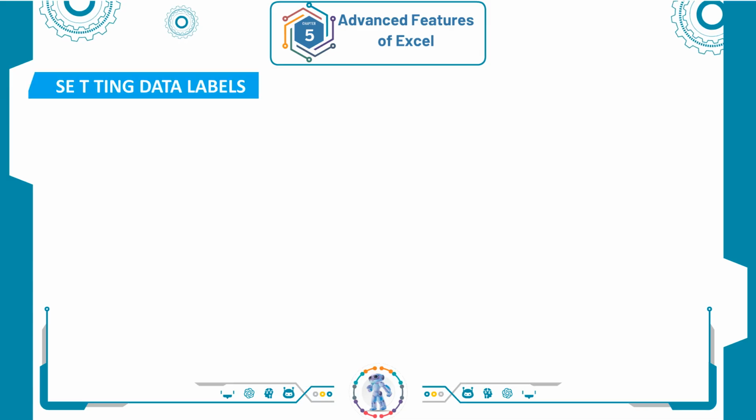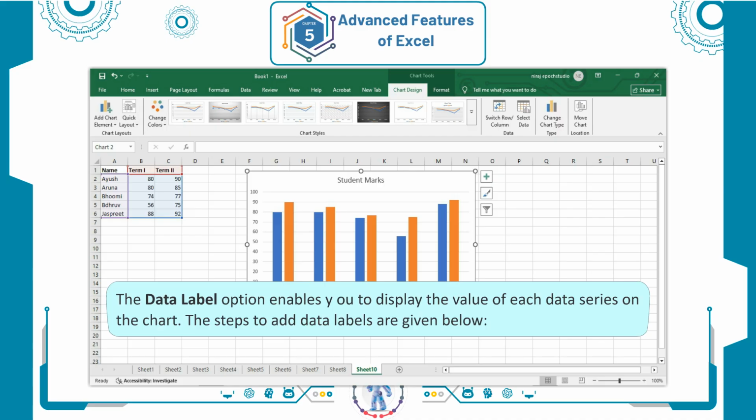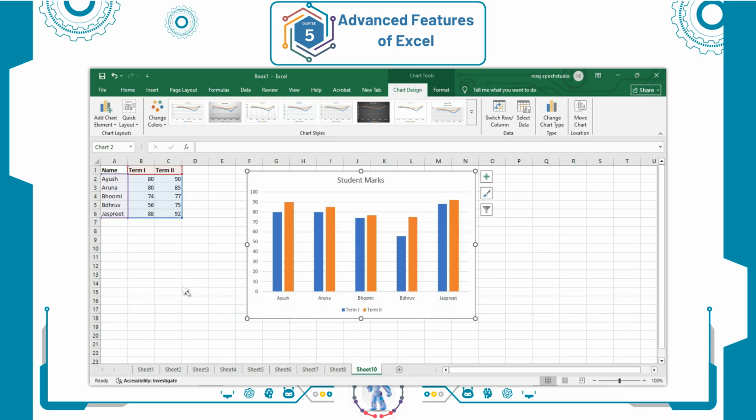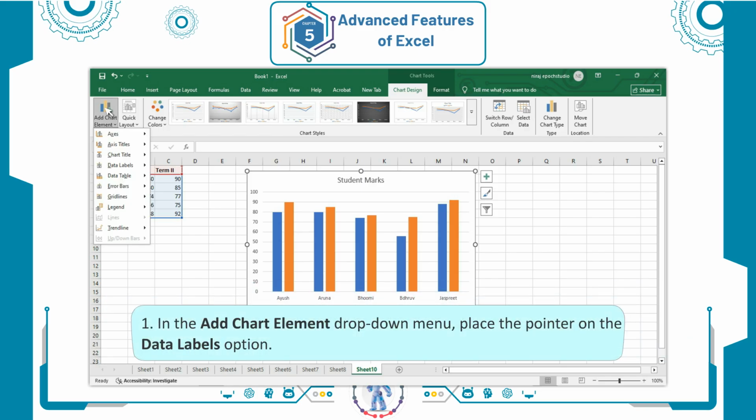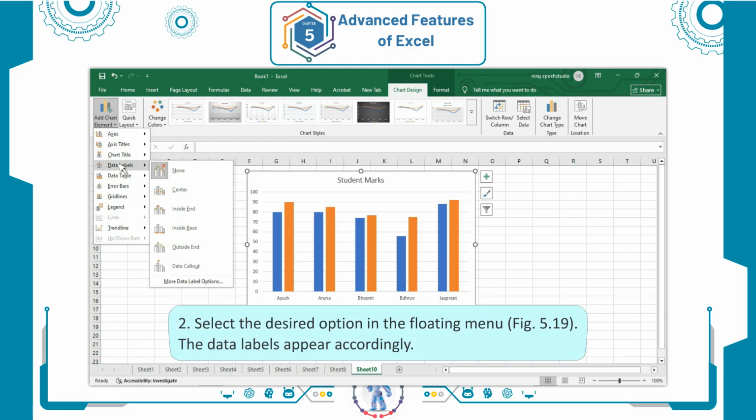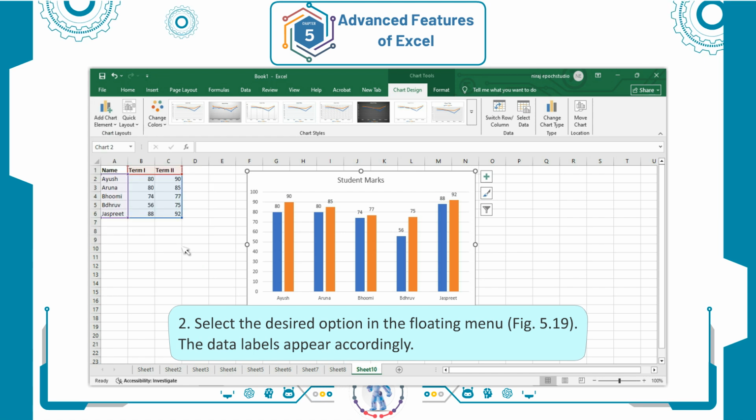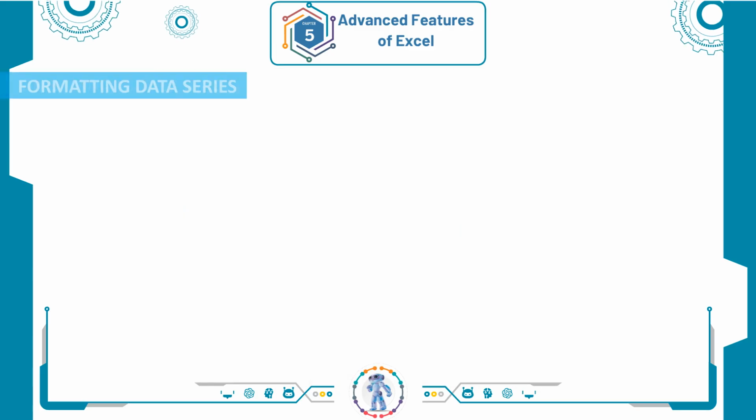Setting data labels. The data label option enables you to display the value of each data series on the chart. The steps to add data labels are given below. 1. In the Add Chart Element drop-down menu, place the pointer on the Data Labels option. 2. Select the desired option in the floating menu (Fig. 5.19). The data labels appear accordingly.